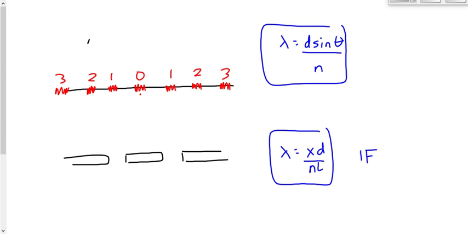If theta is less than 10 degrees, then I'm allowed to use that equation. It's still not perfect, but it's a good enough approximation that you're going to get the right answer by using that equation if the angle is less than 10 degrees.